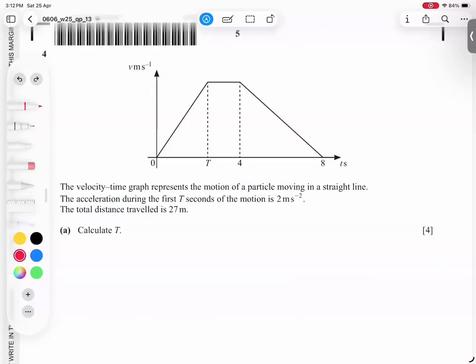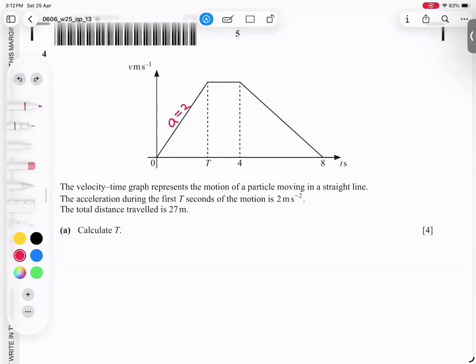Question number 4 and the topic is kinematics. It mentions here a velocity time graph representing the motion of a particle moving in a straight line. Acceleration during the first t seconds is 2. It means this is the acceleration; I'm writing even here, a is equal to 2. Total distance is 27. It means the total whole area is 27. We have to calculate t.